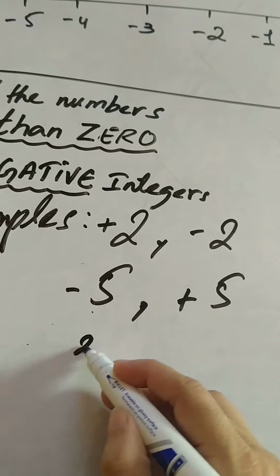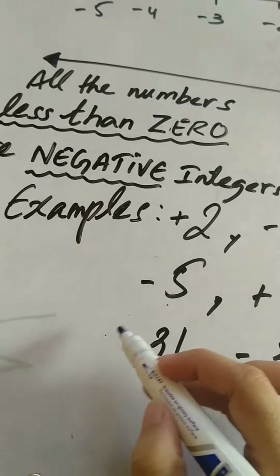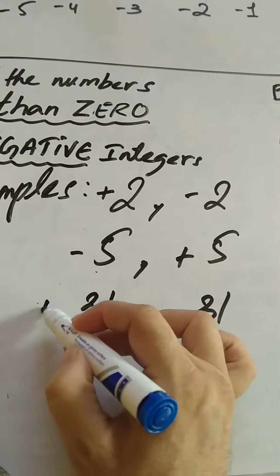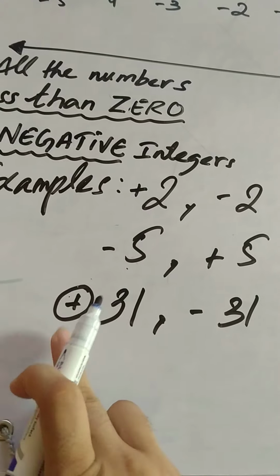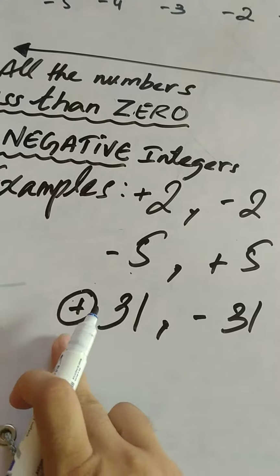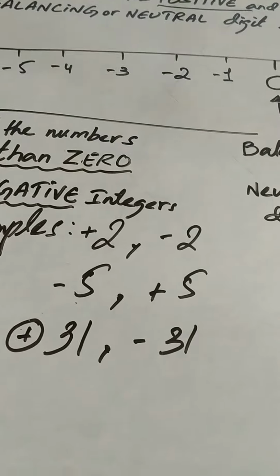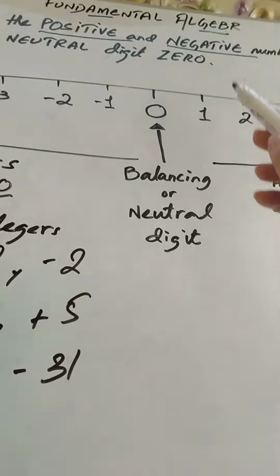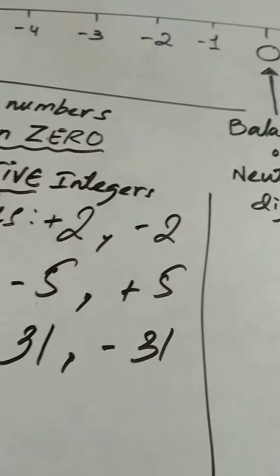Then if I write 31 or minus 31, always remember, when there is no sign before any number, it is always understood positive. So guys, there are two types of integers, negative integer and positive integer. The third one is called a balancing digit, and the balancing digit is 0. Okay guys, so these are the examples of integers.